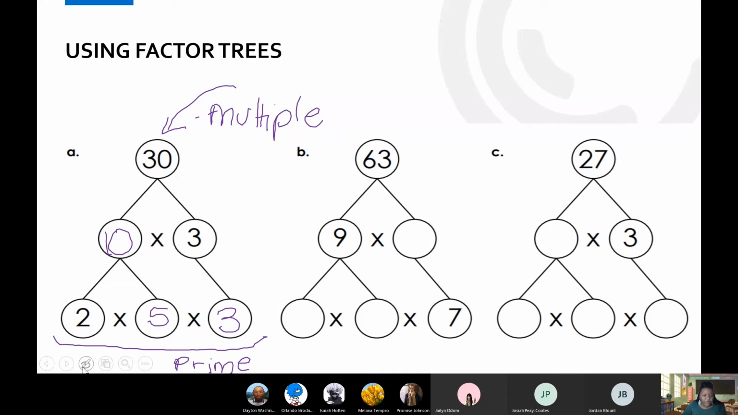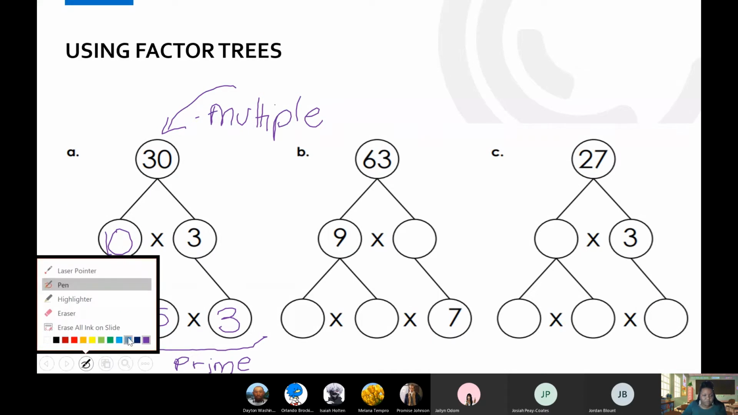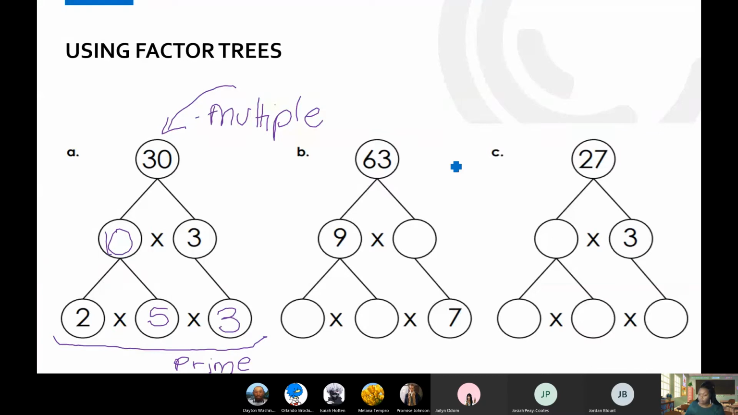Miss Neville will use a different color for B, a dark blue. So we see 63, because we're just learning this, or we're learning this after a long time of being rusty, not seeing it since elementary school. We want to make sure we label our 63 as our multiple again.